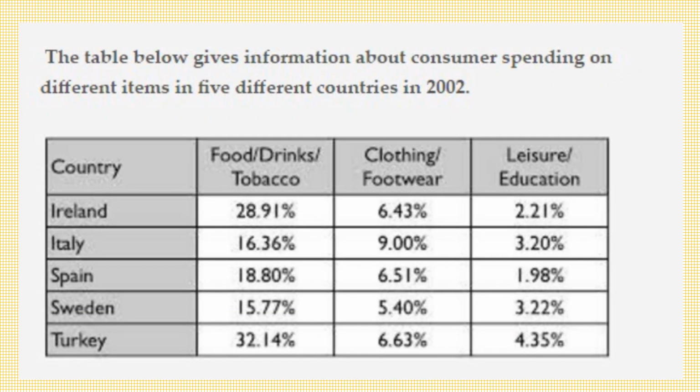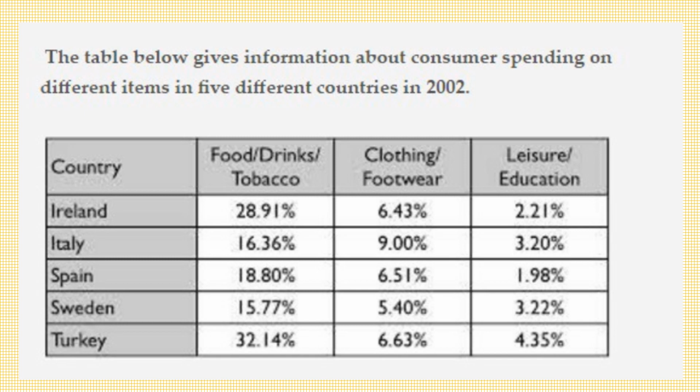Now this is a table that gives information about consumer spending on different items in 5 different countries in 2012. The table shows the proportion of national expenditure of 5 countries in 3 different categories: food, clothing, and education in 2002.